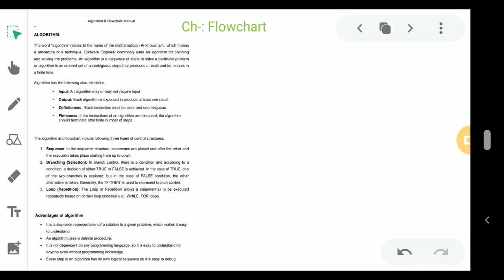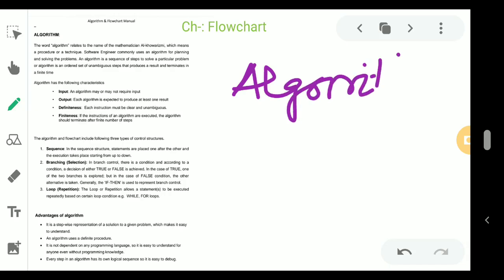Today we will start the new chapter, that is flowchart. Okay, so the chapter name is flowchart, but before we learn about the flowchart, we will learn about the topic that is called algorithm. Okay, so we will learn about algorithm. So what do we actually understand by this topic, algorithm?